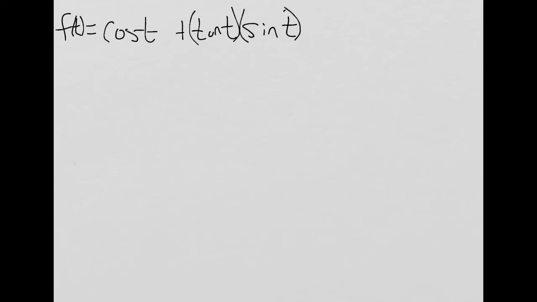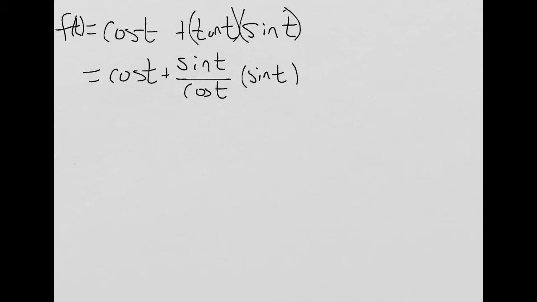But an easier way to do this is to simplify using some trig identities and see if I can turn it into something more straightforward to work with that requires fewer computations. So I'm going to start out with the identity for the tangent. I know how the tangent is defined: the sine of t divided by the cosine of t. That's all multiplied by the sine. So, cosine t plus sine squared t over cosine t.